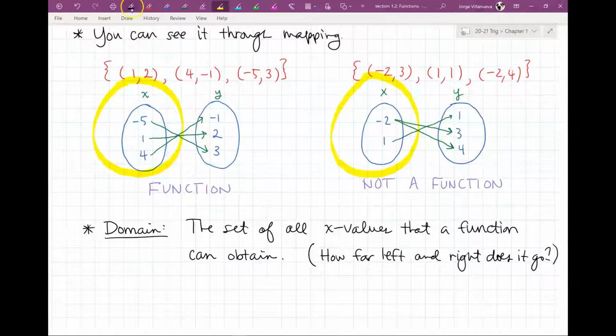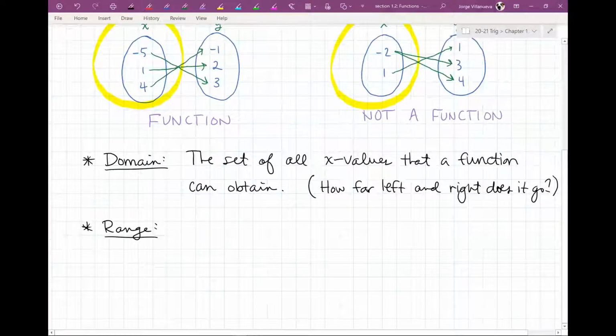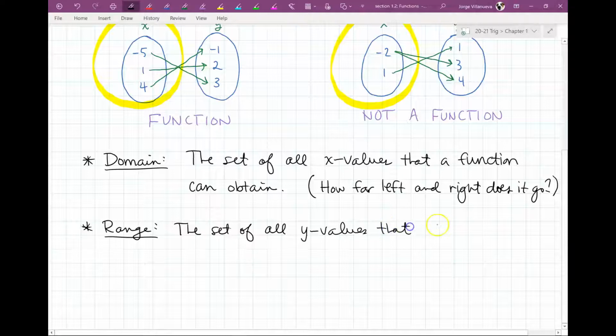Okay, now there's also the word range. So range is the set of all y values, the set of all y values that a function can obtain.